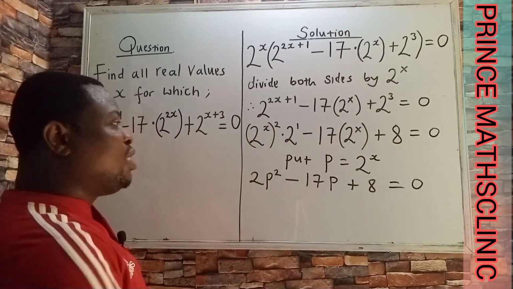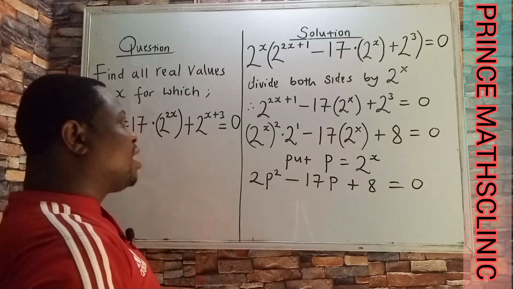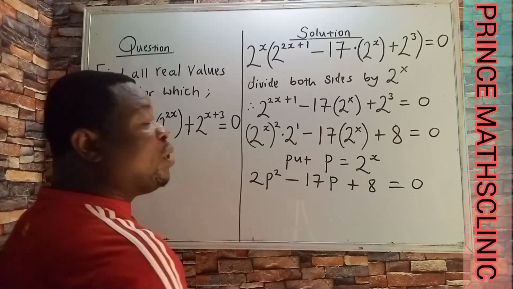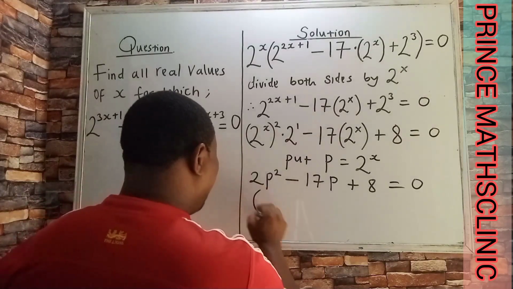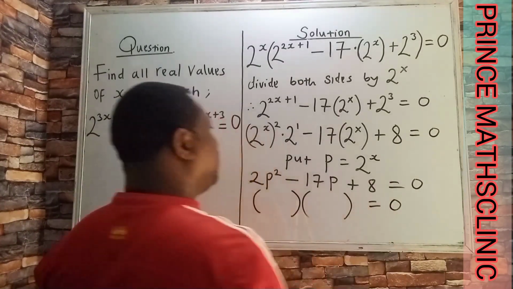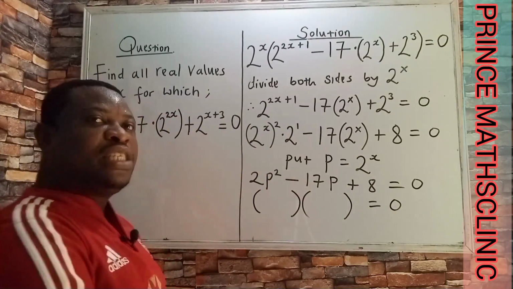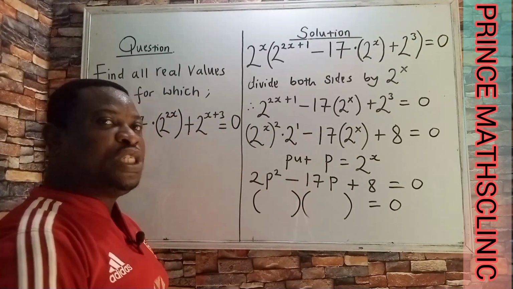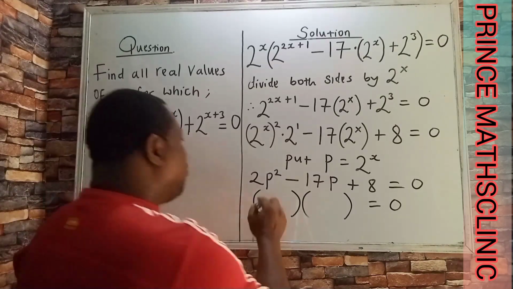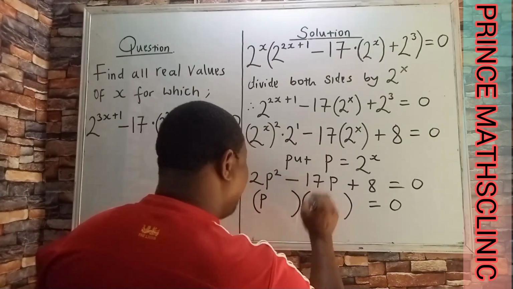Now, I want to solve this using the quadratic formula or using the other method. So I want to use the factorization method to be faster. So I put my 2 brackets. We've treated this in a previous lesson. Check the description of this video to see the link to this particular video as well. Now, I will put a p here and put a p here.